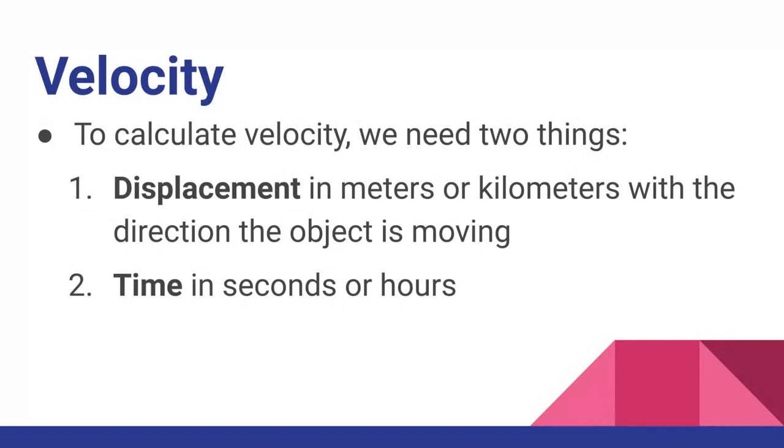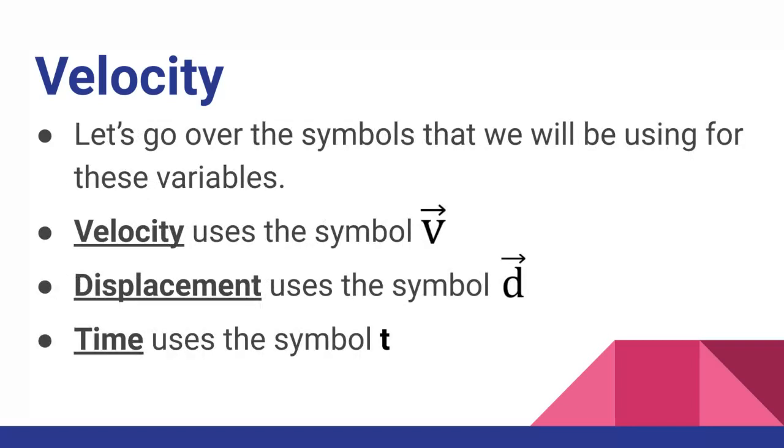So displacement, as it says here, we measure this in meters or kilometers with the direction the object is moving. And then the time here we use, like we do with speed, it's seconds and hours. Let's go over the symbols like we did with the previous note. So velocity, hopefully you should notice that these are pretty much the same as speed. The only difference is the arrows above the V and the D.